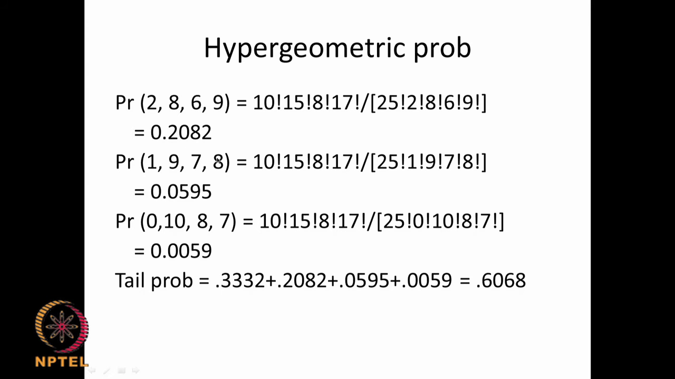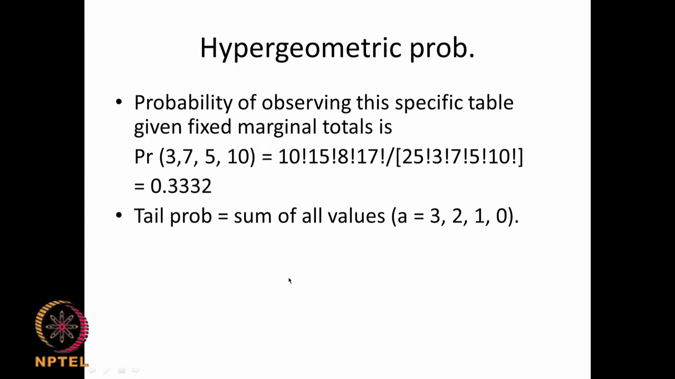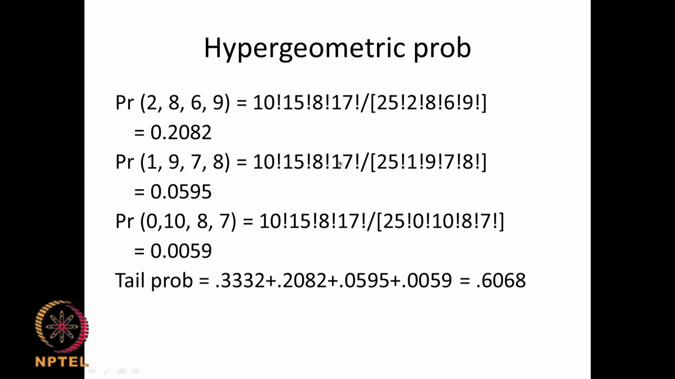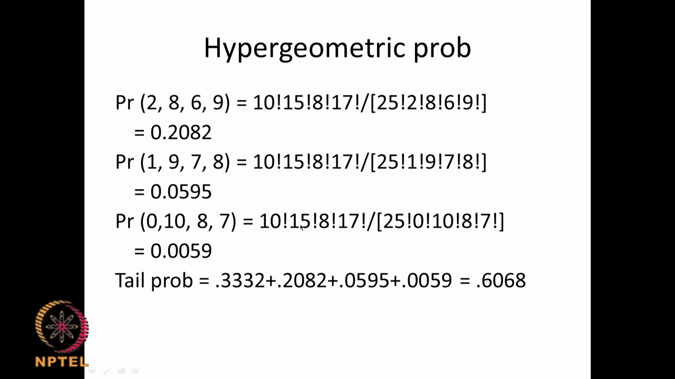And for 1, 9, 7, 8, that means if I put 1 here, this will become 9, and this will become 7. For 1, 9, 7, 8, the probability is given by 10 factorial, 15, 8, 17. These are the row sums and column sums, divided by 25 factorial, that is the grand total, then 1, 9, 7, 8, that gives you a probability of 0.0595. If you want to see 0, 10, 8, 7, that means here 0, then this will become 10, this will become 8. So, for 0, 10, 8, 7, again 10 factorial, 15, 8, 17 divided by 25, 0, 10, 8, 7, that gives you a probability of 0.0059.